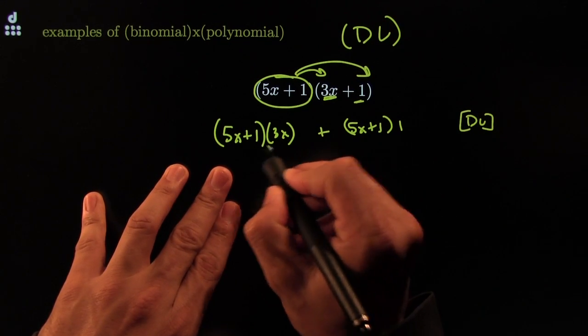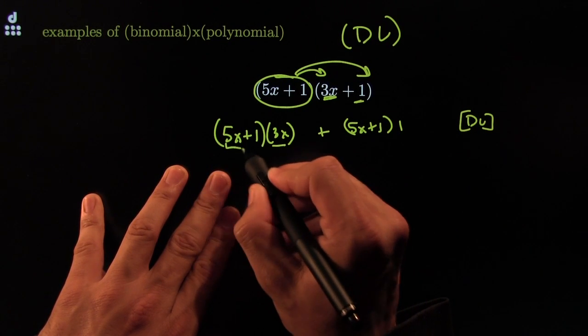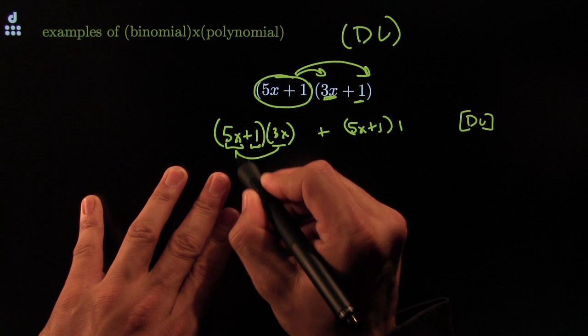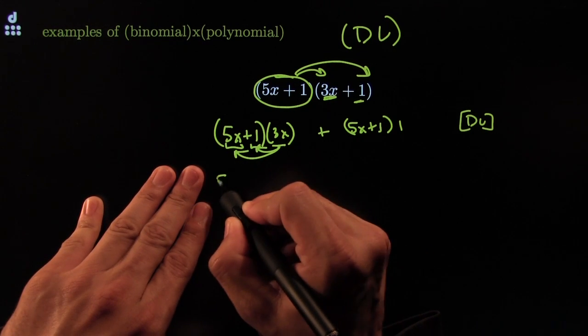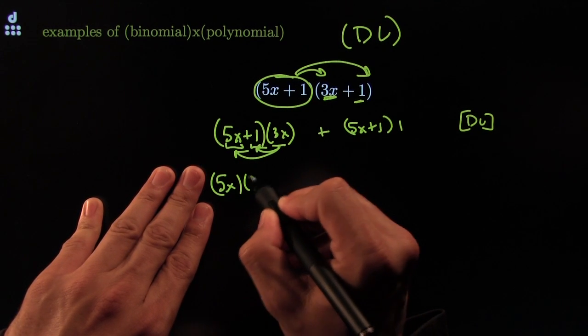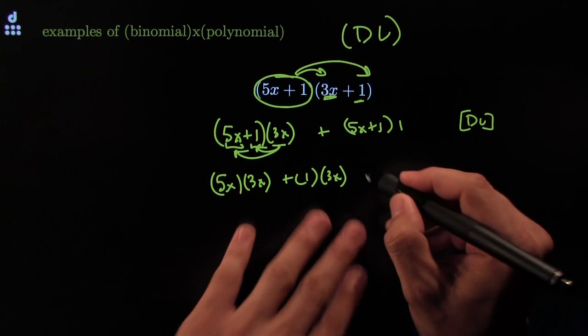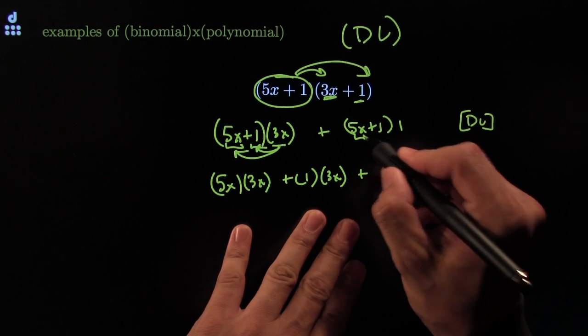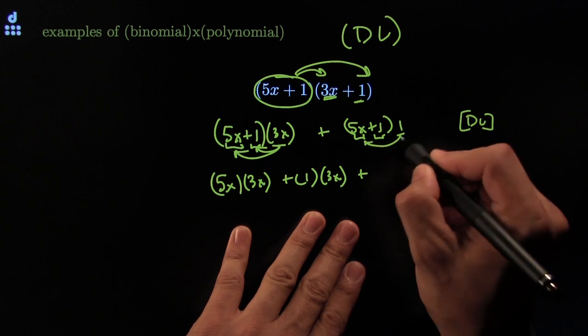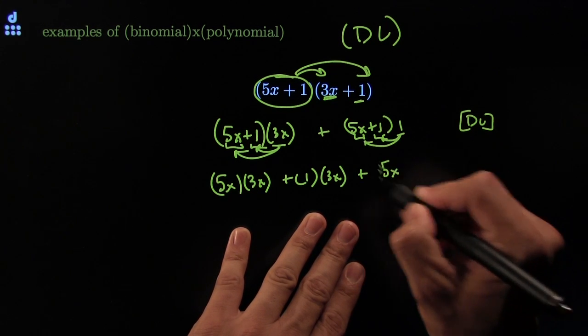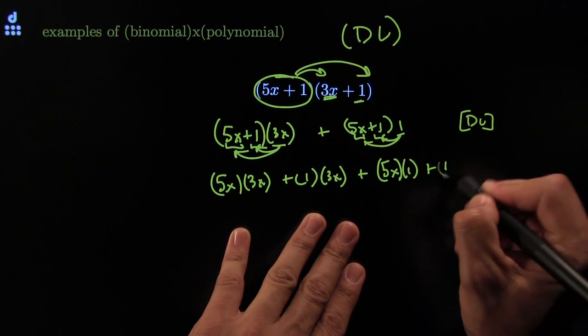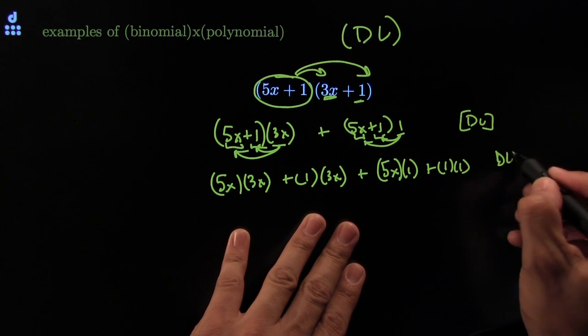Then you could play the same game on each of these pieces. This has 2 terms in here, so I could take this one and distribute it in there 2 times. So this would look like 5x times 3x plus 1 times 3x. And of course I could do the same thing here. I have 2 items here, so this could get distributed to each of them. So that would look like this: 5x times 1 plus 1 times 1. And of course this is the distributive law.